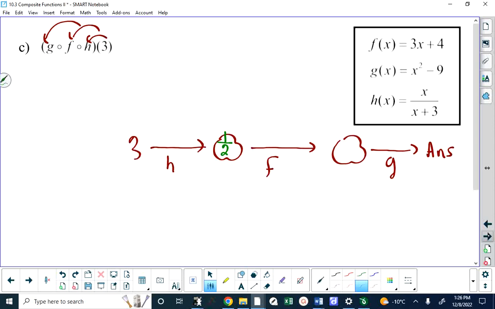Okay. 1/2 goes in for x in f, and I get 11/2, but I would like some confirmation. And I'm doing this in my head, but you, of course, would use a calculator. Is it 11/2? 11/2 then goes in to g. 85/4? Okay. So the answer is 85 over 4.